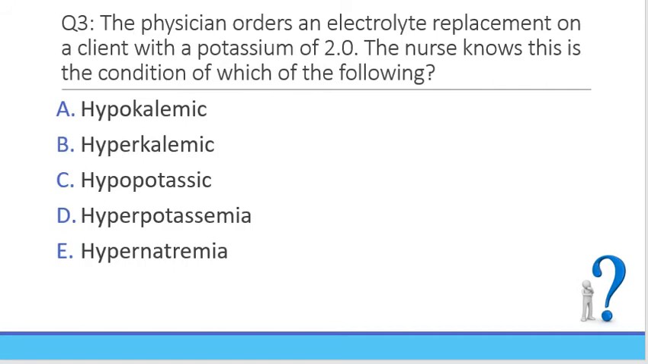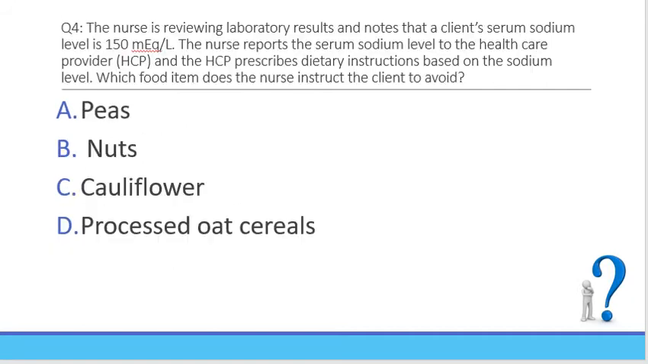Question 4, the answer is D. A normal serum sodium level is 135 to 145. A serum sodium level of 150 indicates hypernatremia. On the basis of this finding, the nurse would instruct the client to avoid foods high in sodium, such as processed foods, which have a high sodium content. Peas, nuts, and cauliflower have a high phosphorus content. Question number 5, the answer is A.